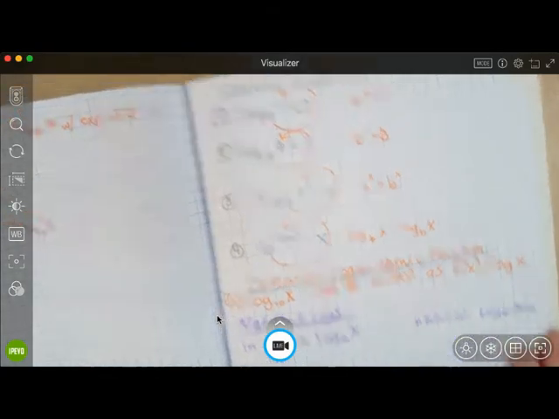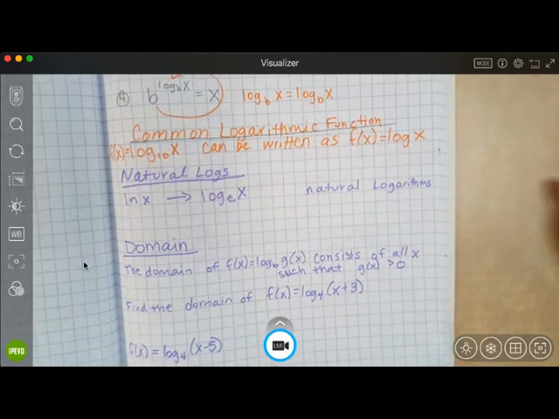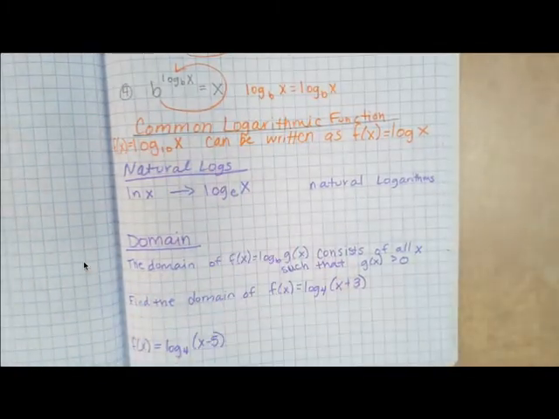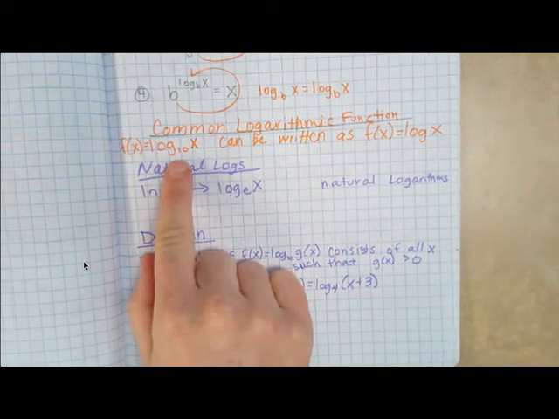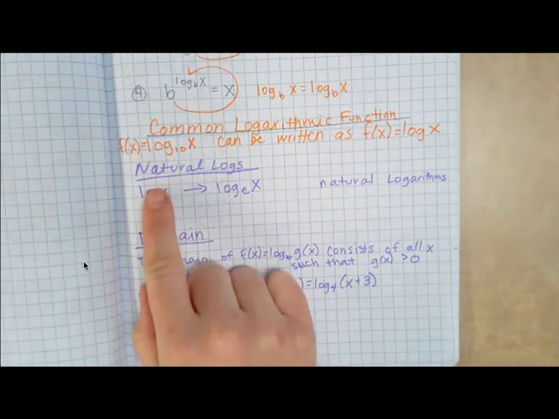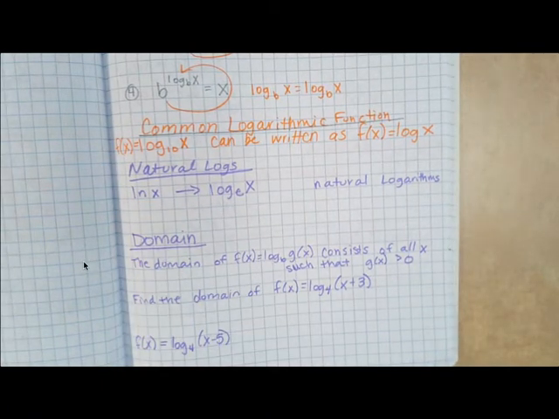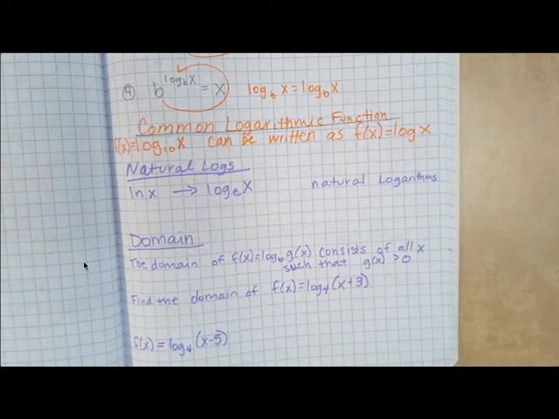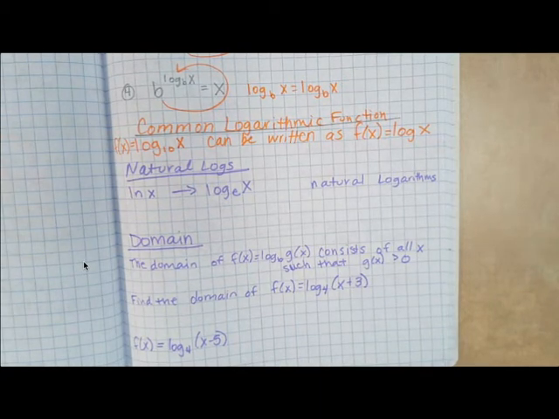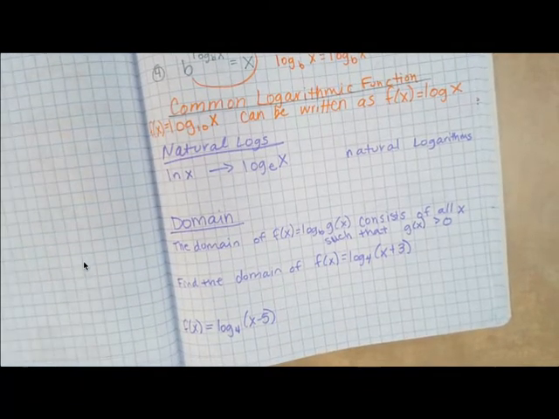We are finishing up 4.2. So I just had a few more things to go over. The last thing that we wrote was about the common log, which is our base 10. So then the next thing that we need to remember is our natural logs. So if you see Ln, that means our natural log, which is log base E. So that's the natural log.